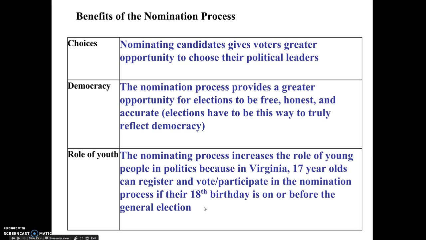All of this, the effect of it is increasing the amount of participation that people can have in their government, in their elections, and making our democracy a better thing.